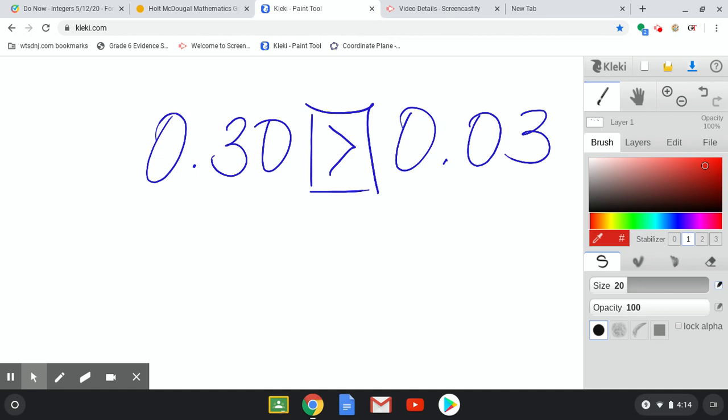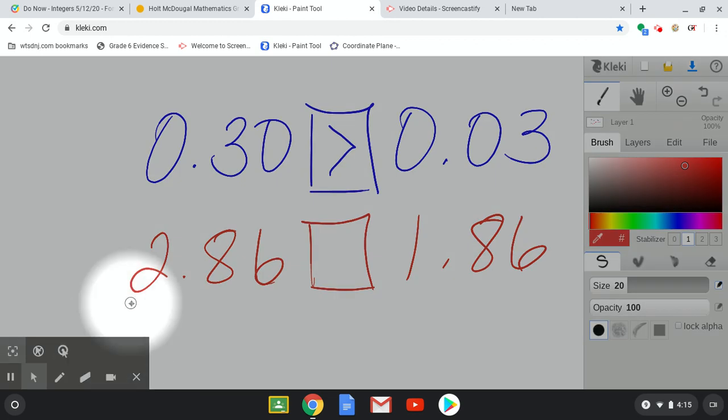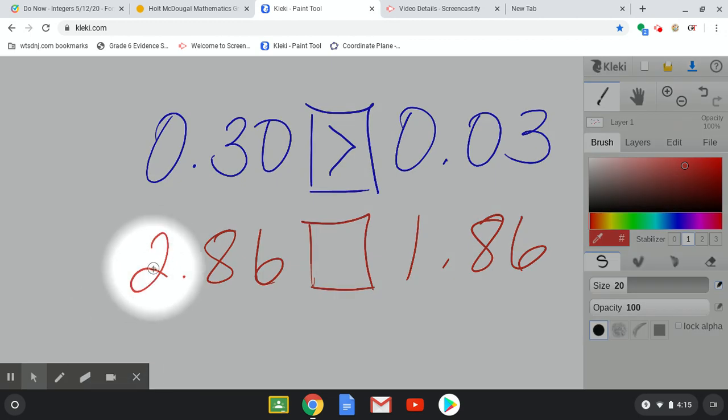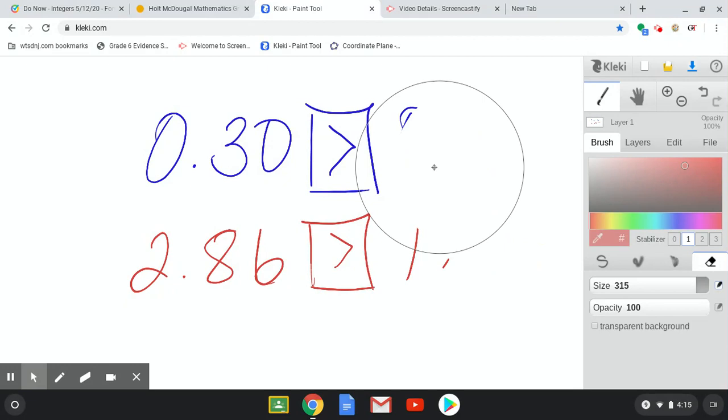Let's try another one here. Let's say I had 2.86 and I was comparing that to 1.86. So I'm going to go place value for place value, starting all the way to the left. I have 2 ones, I have 1 one. Well, 2 is greater than 1, so I don't even need to go any further. I know that 2.86 is greater than 1.86.